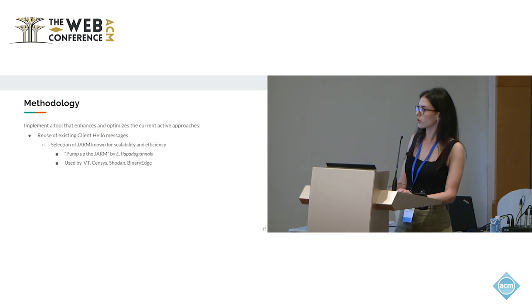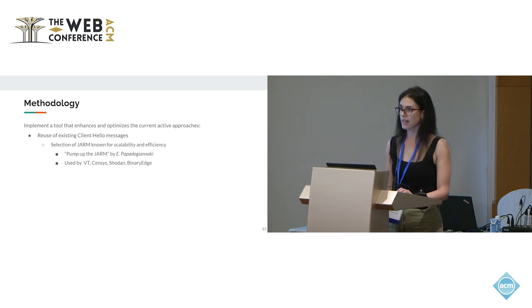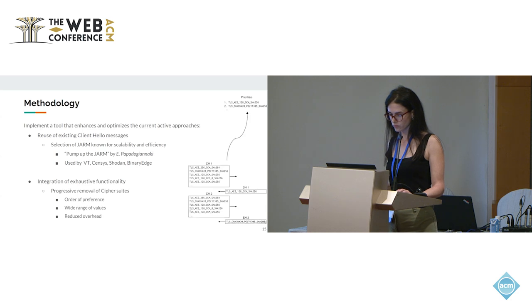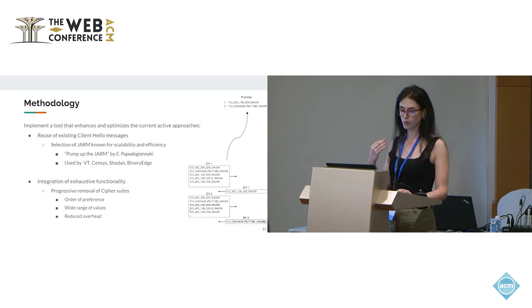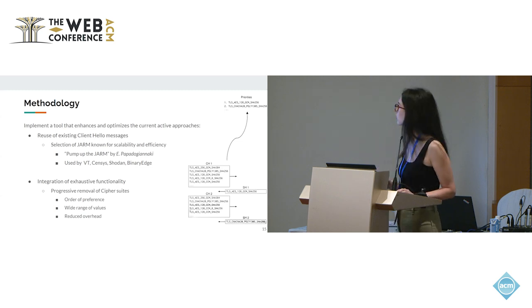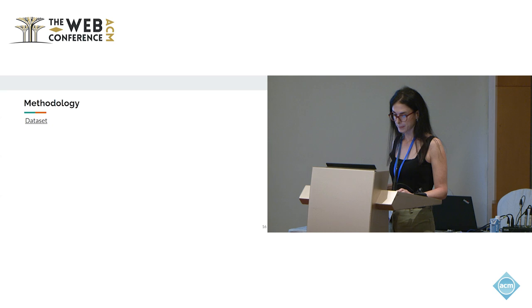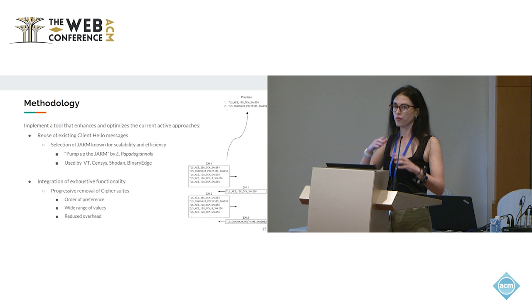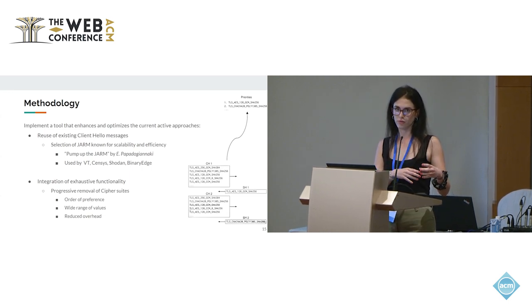What we do in this work is the following. We reuse the custom TLS client hello messages that JARM proposes, and then exhaustively we keep removing the cipher suite selected by the server, and we keep sending client hello messages by removing the selection of the server. In this way, we force the server to expose the order preferences of the cipher suites.